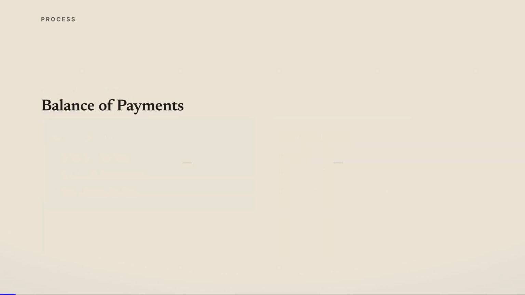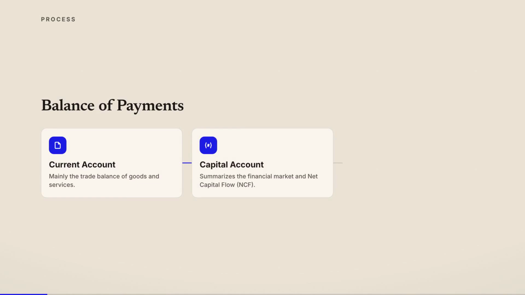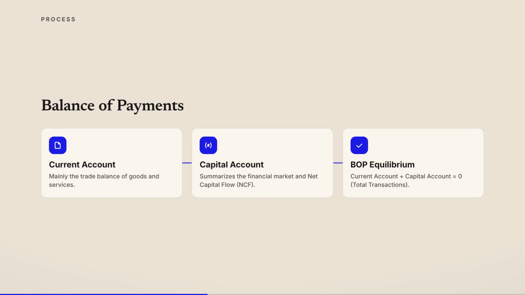To track every transaction, economists use the balance of payments. This is divided into two main accounts. The current account covers the trade balance, goods and services. The capital account tracks the financial market and net capital flow, or net CF. Net CF is the net flow of funds a country invests abroad. A positive NCF means the country is a net lender to the rest of the world.